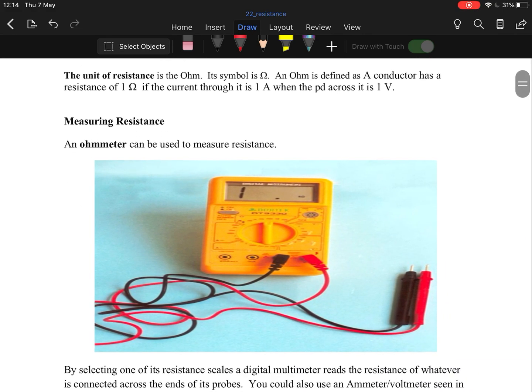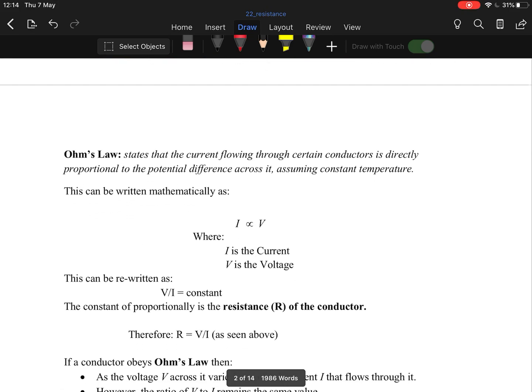You measure resistance using an ohm meter. You measure volts using a voltmeter. You measure current in amps using an ammeter. Do not say multimeter. Only say multimeter if you are really, really stuck, because chances are they won't give you the marks for it.